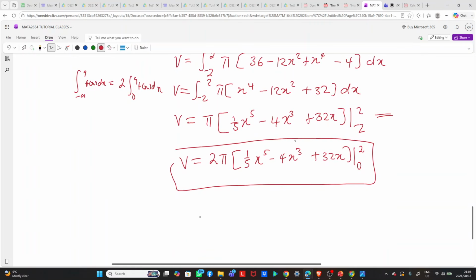I use the trick. Then I say now the volume will just be 2 pi times, if I plug 2 here, what is 2 to the power 5? That is something like 32 over 5, then -4 times 8, then plus 32 times 2, that is going to give me 64. Then you can put this on a calculator and see what you get, or you can do it from the top of your head. I don't want to waste time on these numbers. I guess you guys are not interested in the numbers. So you can do that and find out what your final answer is right there.